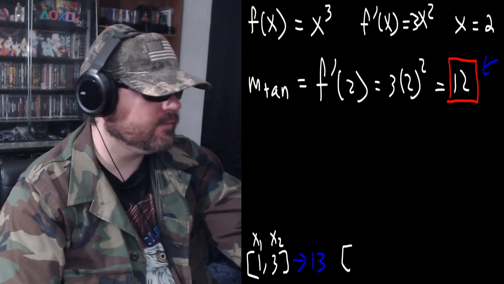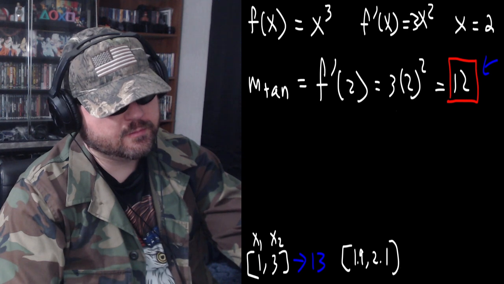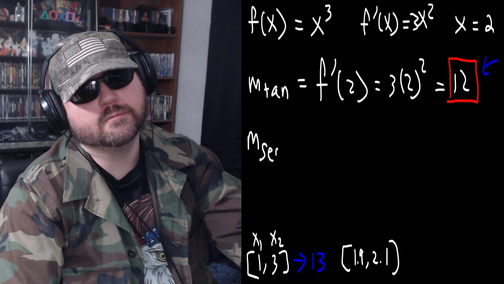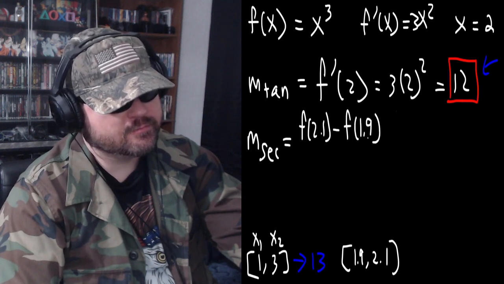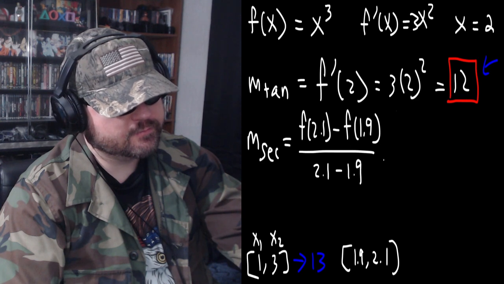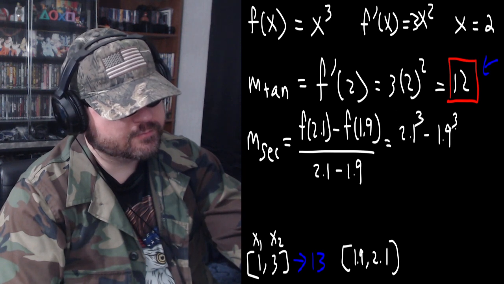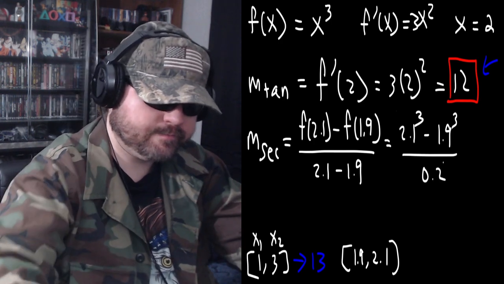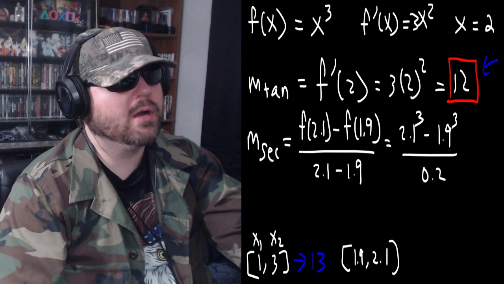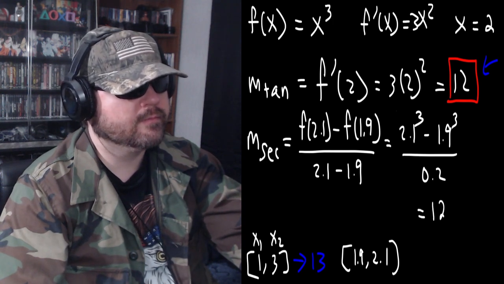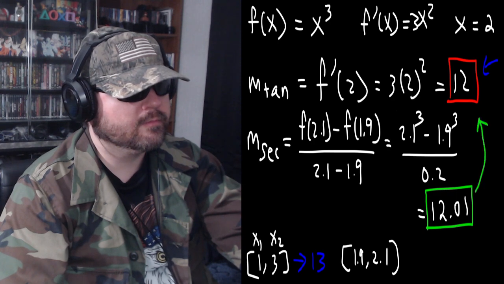So I'm just going to write this down on the bottom for reference. So now let's choose numbers that are closer to 2, like 1.9 and 2.1. So 2 is the midpoint. So it's going to be f of 2.1 minus f of 1.9 over 2.1 minus 1.9. So let's plug in 2.1 into that expression. So that's going to be 2.1 to the third power minus 1.9 to the third power. 2.1 minus 1.9, that's 0.2. So if you plug this in, you should get 12.01. And notice that this is a very good approximation to the slope of the tangent line.